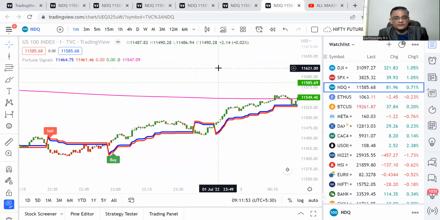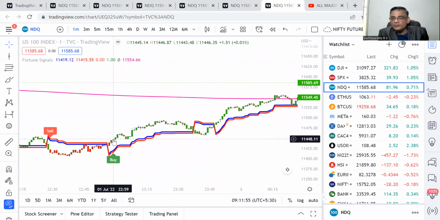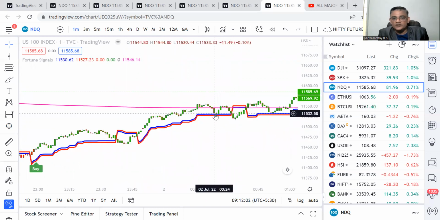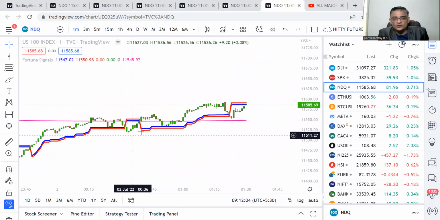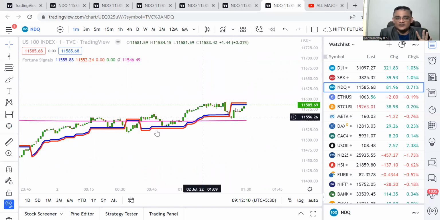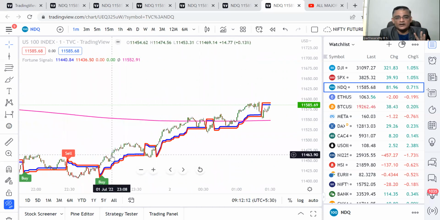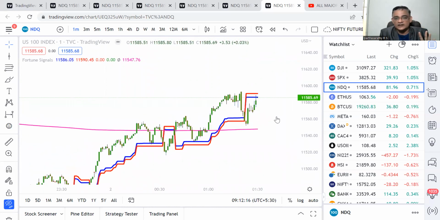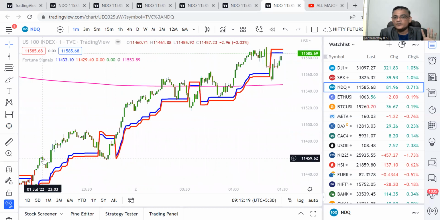See, if you go here, it gave a buy, wait for it to come and touch the blue. It came and touched the blue, buy here. Again went up, came and touched the blue, buy here. Till it is holding, 1 minute long. This is for pure intraday. I'm talking about 1 minute. Till you bought here, when there is a fall, you don't need to panic. You can simply sit on it.